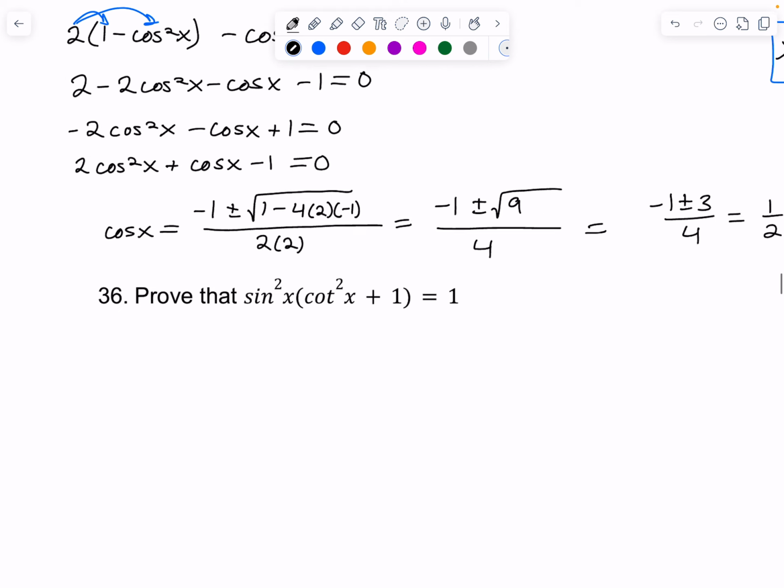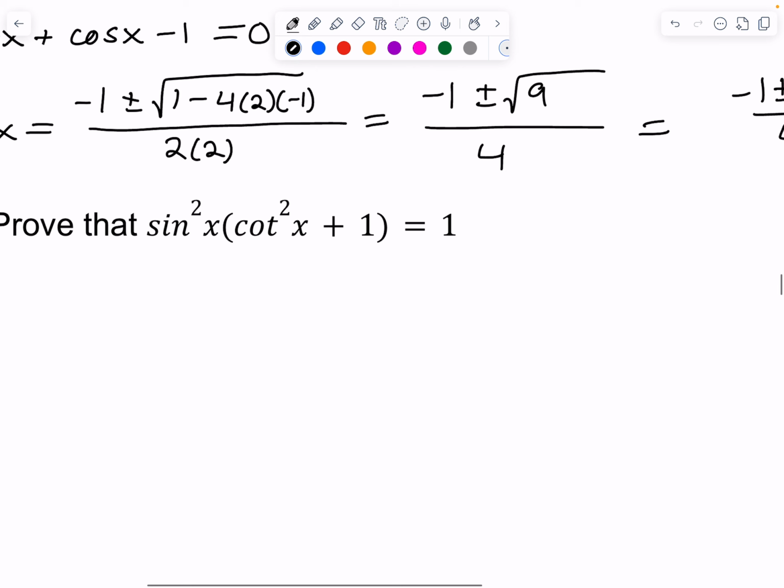Okay, next, number 36 says prove that sine squared x times cotangent squared x plus 1 is equal to 1. Well, the first thing I'm going to do is rewrite cotangent because it's much easier if it's written in terms of cosine and sine. So cotangent is cosine over sine, and they're both squared.